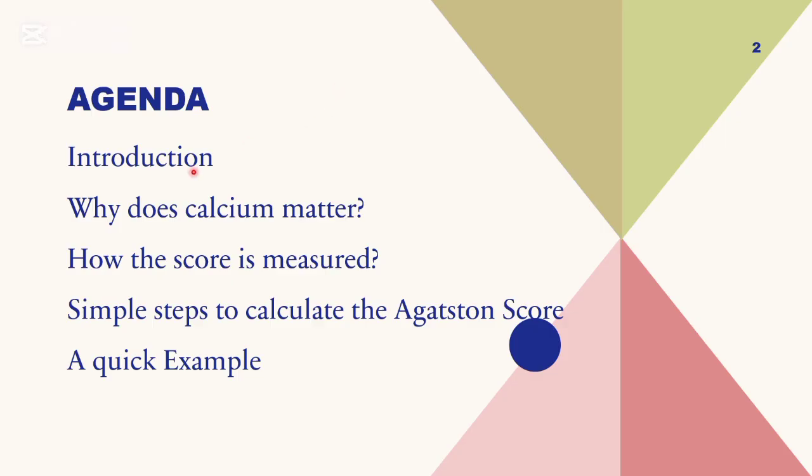Our objectives are the introduction of the cardiac calcium and why it is important to quantify the calcium deposited in the coronary arteries, how we will measure the deposited calcium in the coronary arteries, and what the Agatston score is and how we will calculate it. And in the last we will go through some quick examples.